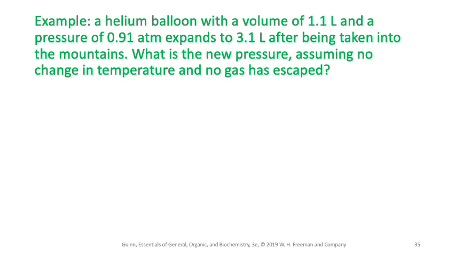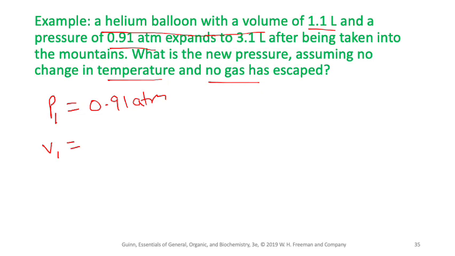So now let's try to do this problem. The problem says a helium balloon with a volume of 1.1 liter and a pressure of 0.91 atm expands to 3.1 liter after being taken into the mountain. What's the new pressure, assuming no change in temperature and gas? So the initial pressure P1 is 0.91 atm. Always write the given values. What's your initial volume? V1, 1.1 liter. What's your final pressure? You need to figure it out. Final volume after expanding is 3.1 liter.